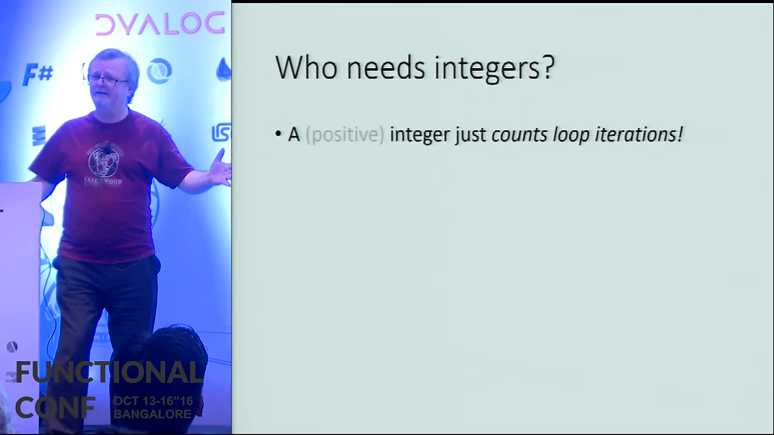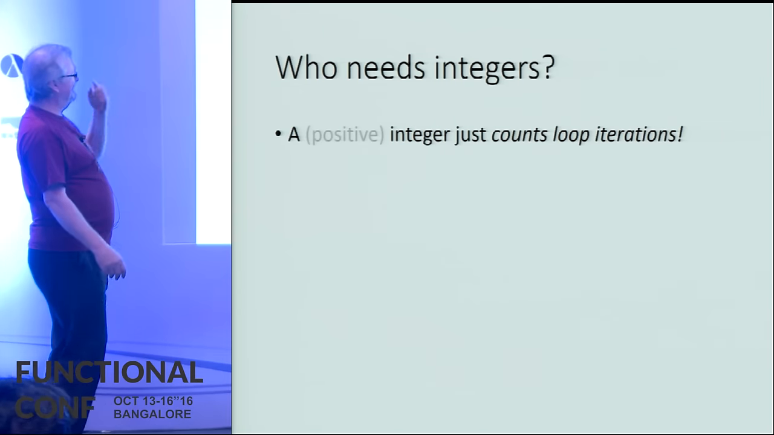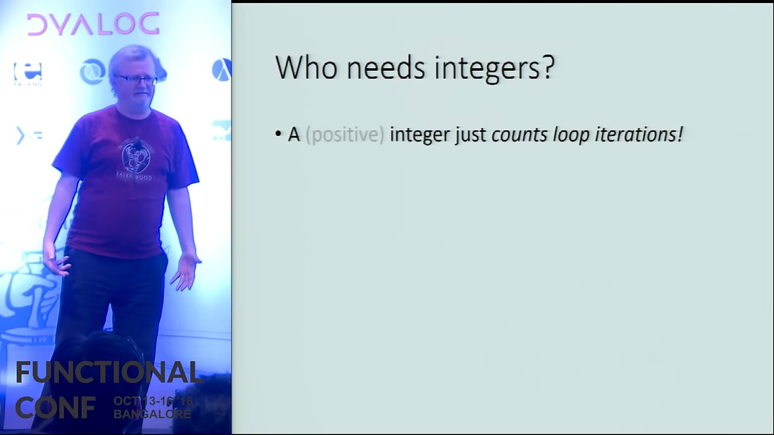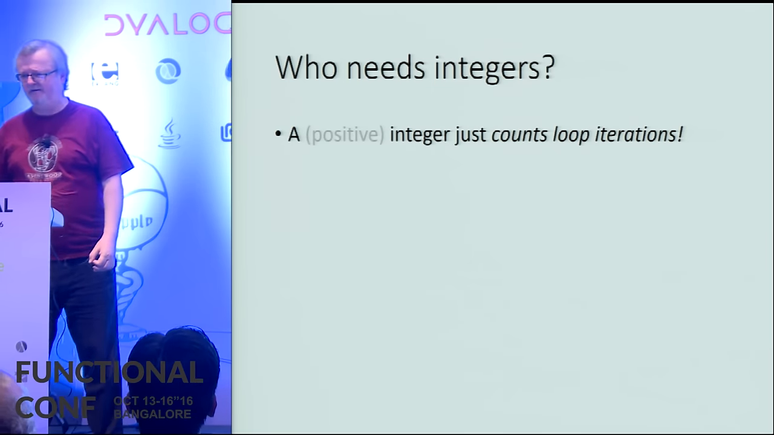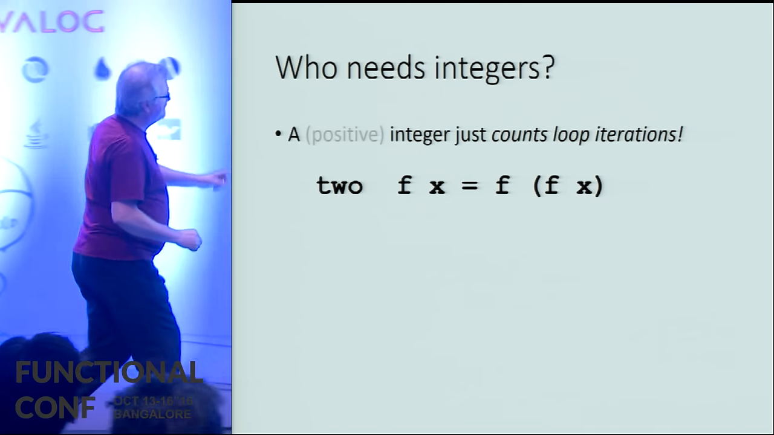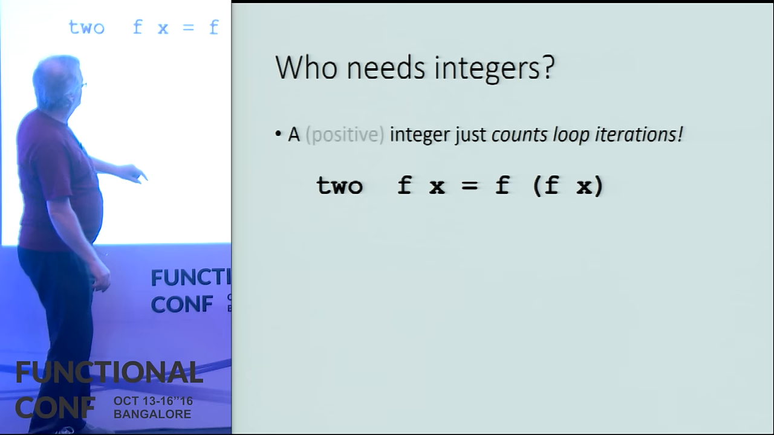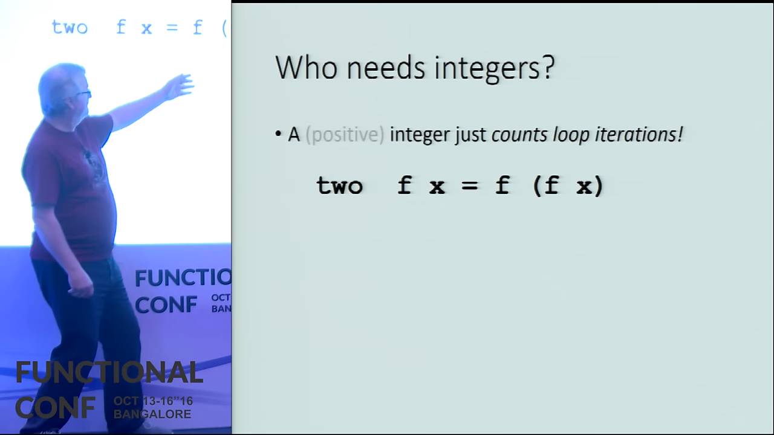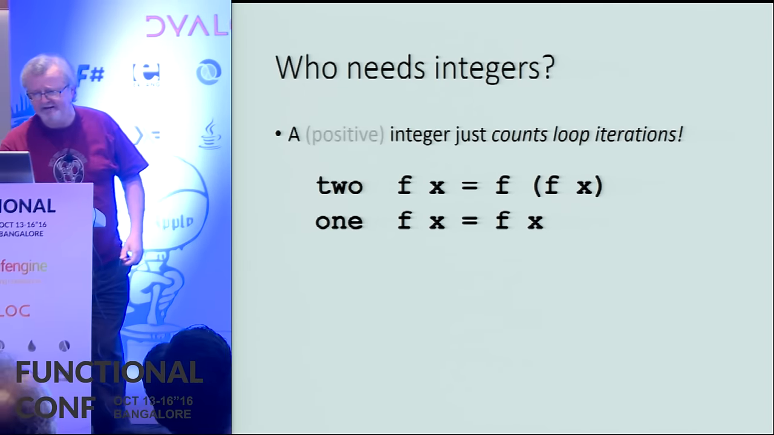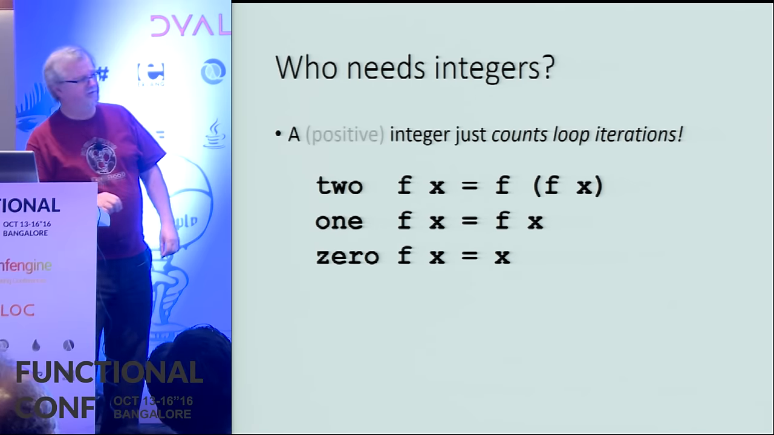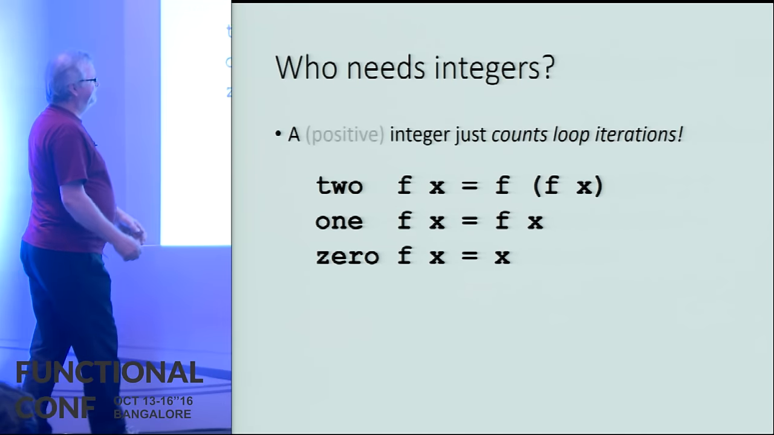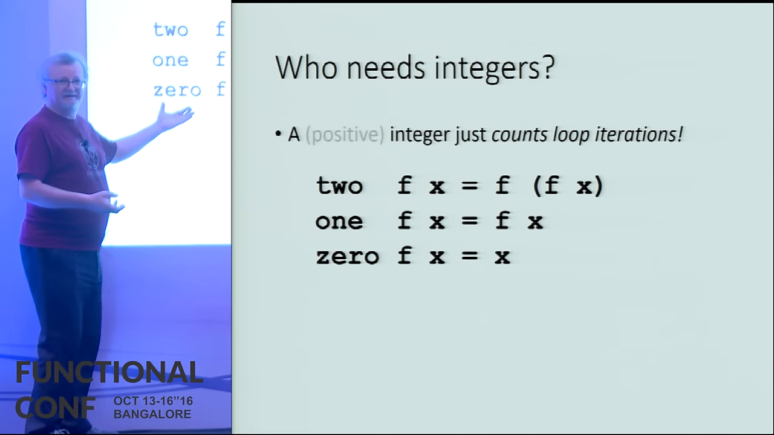Well, if we don't need Booleans, what about numbers? Who needs them? Okay, let's talk about positive integers here. What's a positive integer for? Well, counting loop iterations. Let's see if we can count loop iterations without numbers. So what I want to do now is define 2 to be a function that takes a loop body and a starting value and just runs the loop twice. So we apply the function twice to the starting value. So that's going to be my representation of 2. And 1 is going to apply the loop body once, and 0 is going to apply it 0 times, and so on.